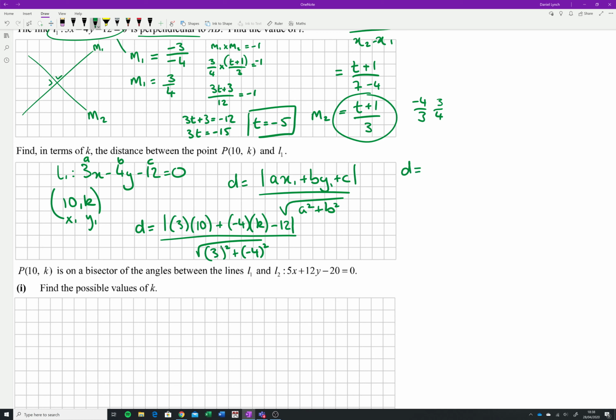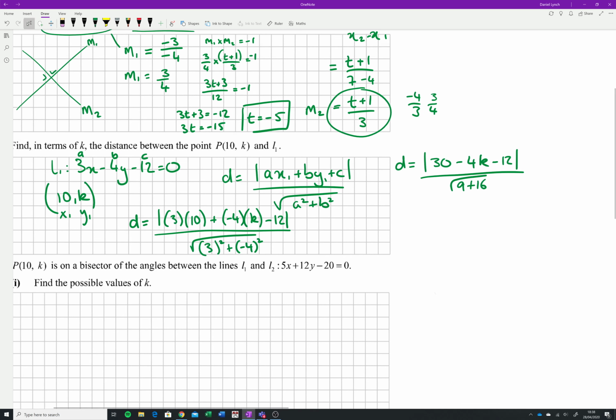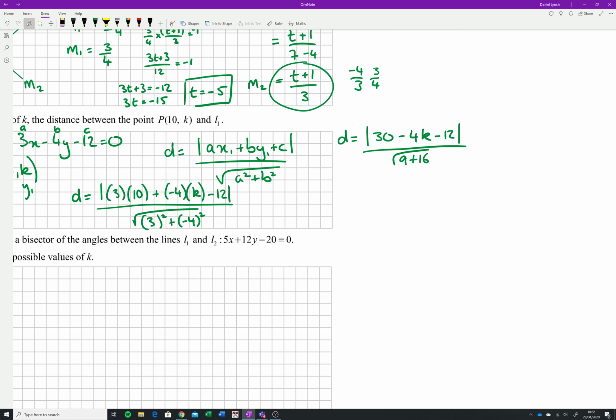So the distance is equal to the absolute value of 30 minus 4k minus 12, all over the square root of, I suppose we'll do it slowly, 9 plus 16. You should never get a negative down there at all. Both things are being squared, so don't make any sort of silly mistake with it.